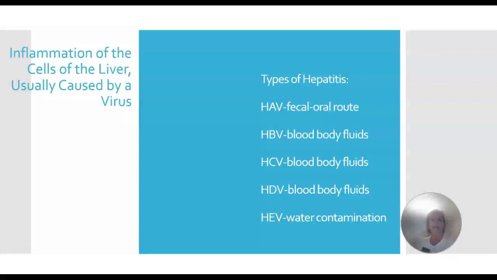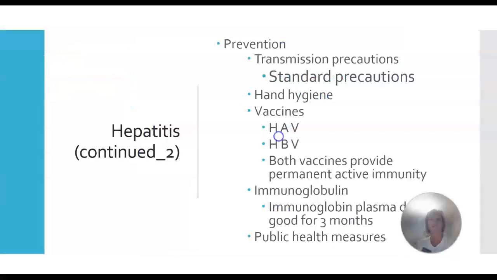Hepatitis C is blood and body fluids. And we're going to talk about each one of these. Hepatitis D is also blood and body fluids. Hep E is water contamination. So we don't really see that in our country, but we may see that in other countries where water sanitation isn't like it is in our country.